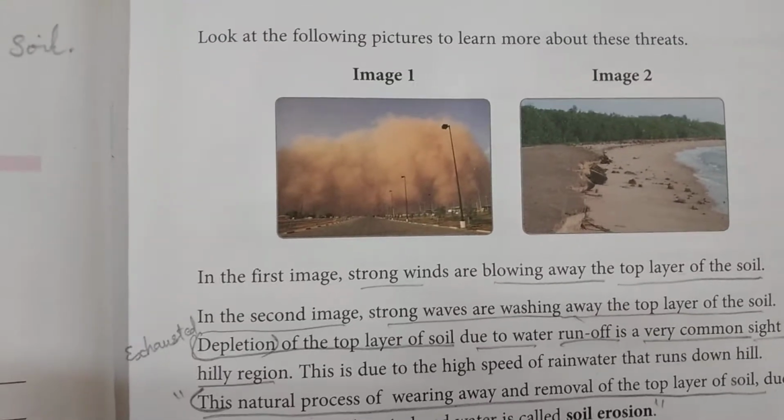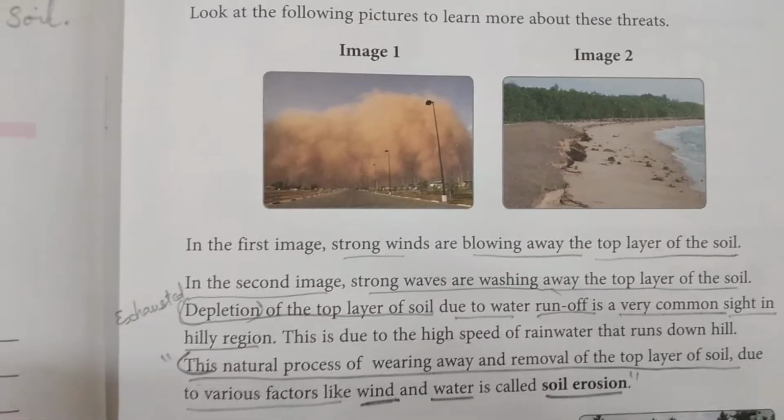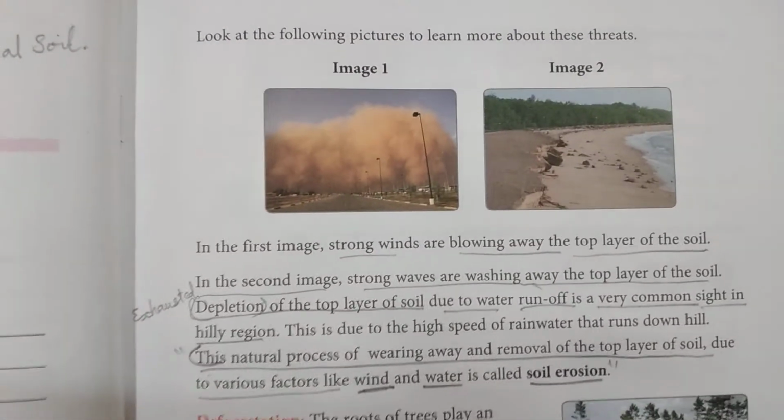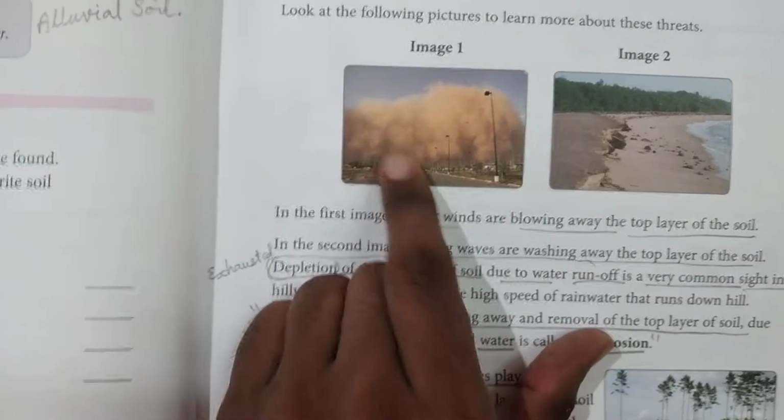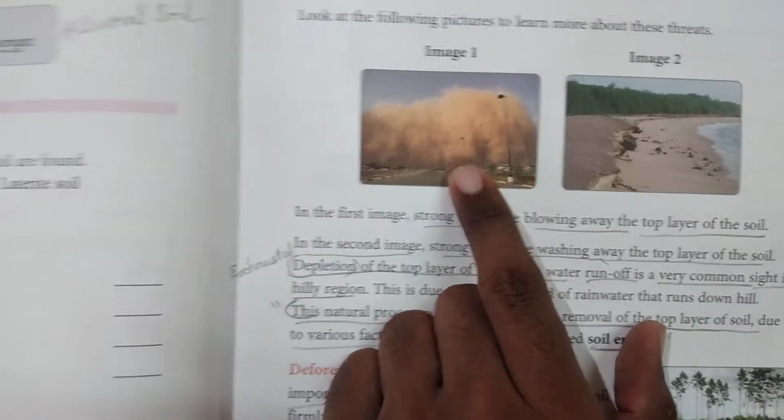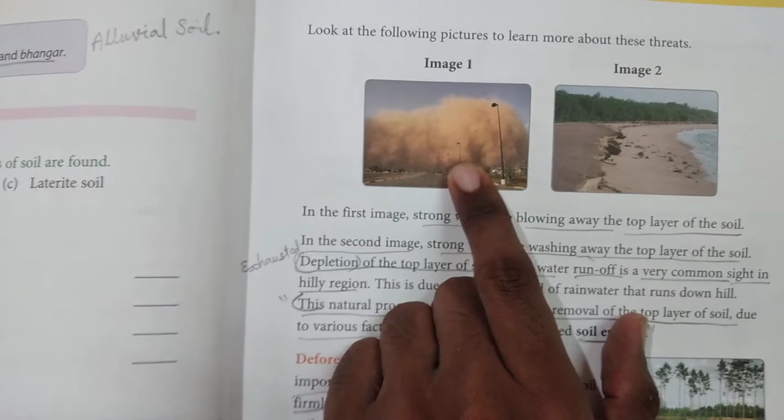Can you observe it? There are two pictures given over here. Which is the first one? In the first picture, you can see the soil is being carried away by the wind. When the wind comes, the soil is blown away. You can see in the picture the soil is being blown away.